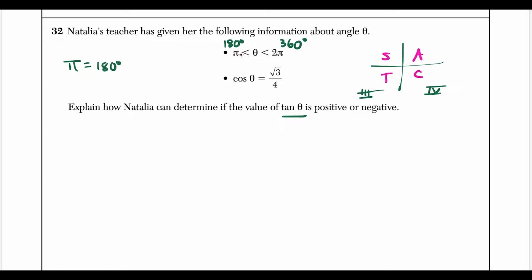So if we're between 180 degrees and 360 degrees, right now that places us in quadrants 3 and 4. But cosine, notice radical 3 over 4 is greater than 0, or positive, which means that we're going to be in quadrant 4. Once again, we're limited to quadrants 3 and 4, but cosine is positive sends us here. So first we want to think about, how can Natalia determine if tangent theta is positive or negative? Well, these two pieces of information tell us that theta terminates in quadrant 4. So tan theta is negative because theta is a quadrant 4 angle.